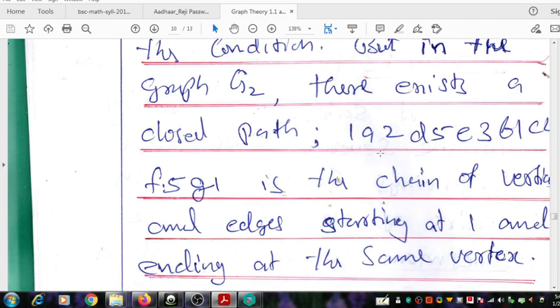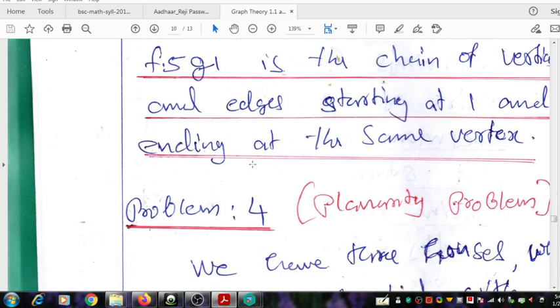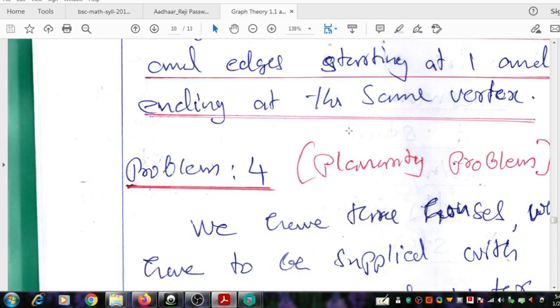That is 1 A 2 D, and this is that closed path. Sorry, it is not 9, it's 1A 2D 2D 5 3 5 3 then B1, etc. And this closed path is the chain of vertices and edges starting at 1 and ending at the same vertex.